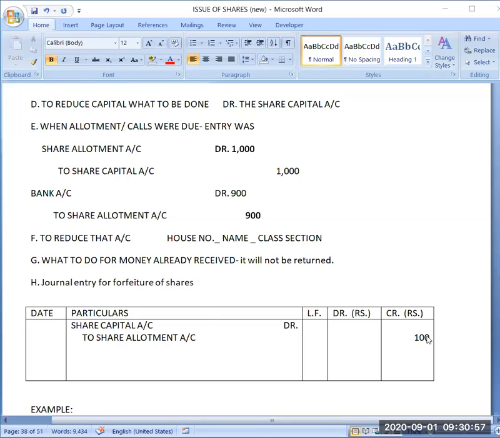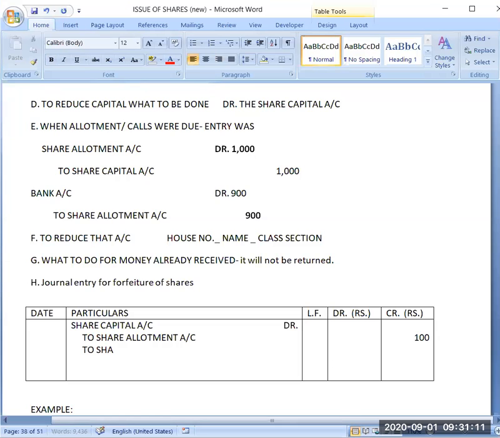Now, in the same manner, suppose I do not receive first call money, so I will be crediting it also to the share first call account. Suppose it is again 100. And in the same manner, if I don't receive the final call money, I credit the share final call account. Suppose it is also 100.